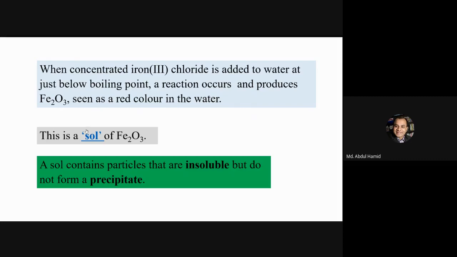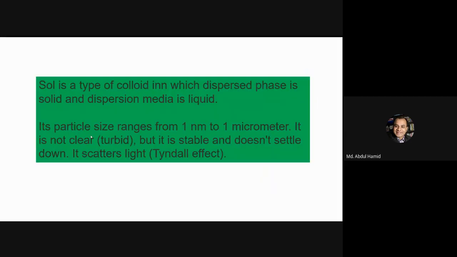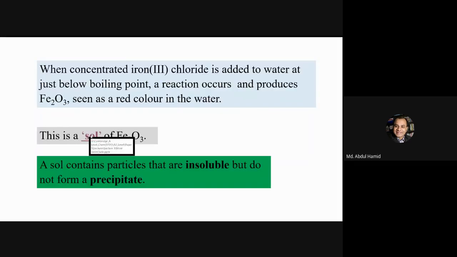I want to give you more information regarding sol. A sol is a type of colloid with the disperse phase solid and the dispersion medium liquid. Its particle size ranges from 1 nanometer to 1 micrometer. Actually, this is turbid, not a clear solution and not a sediment. So, the main point again: a sol contains insoluble particles but doesn't form a precipitate. It is between these two. A sol is harmful for the human body, so we want to remove the sol.